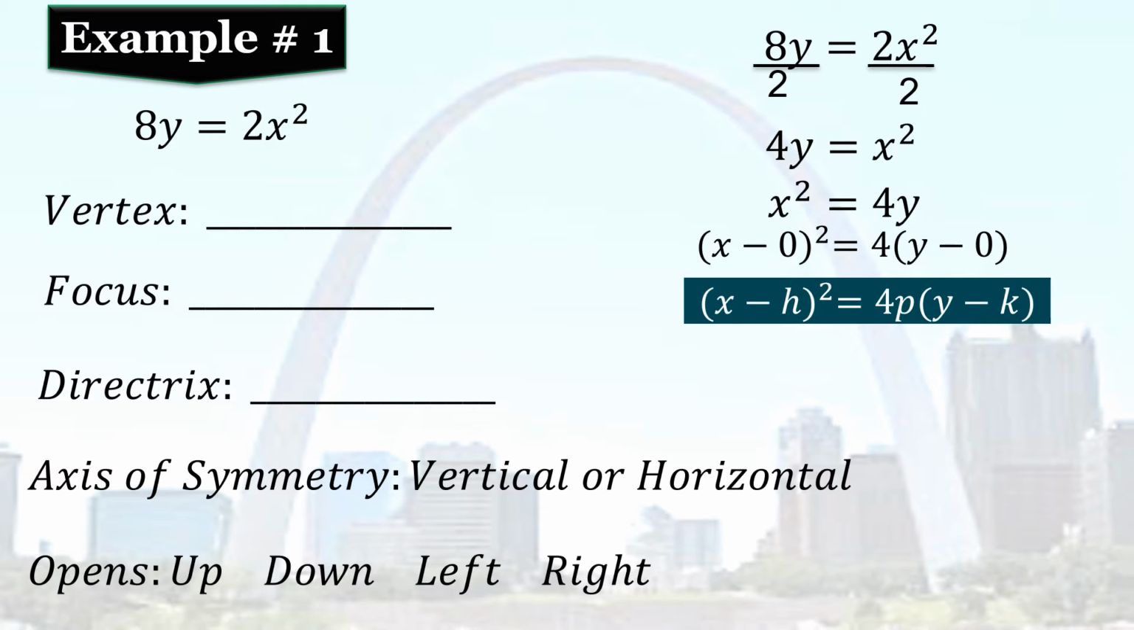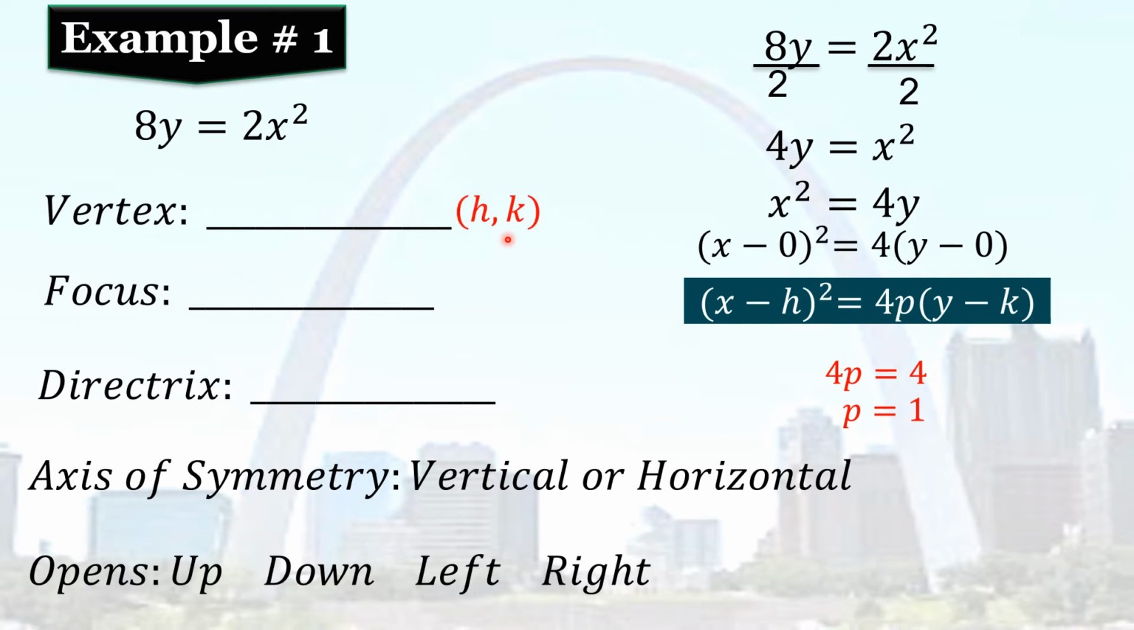The first step that we are going to do here is to solve for p. To solve for p, we are going to equate. So 4p equals whatever the value is in here, the number in here. So for 4p equals 4, dividing both sides by 4, p equals 1. And then we proceed to our vertex, focus, directrix, axis of symmetry, and the opening.